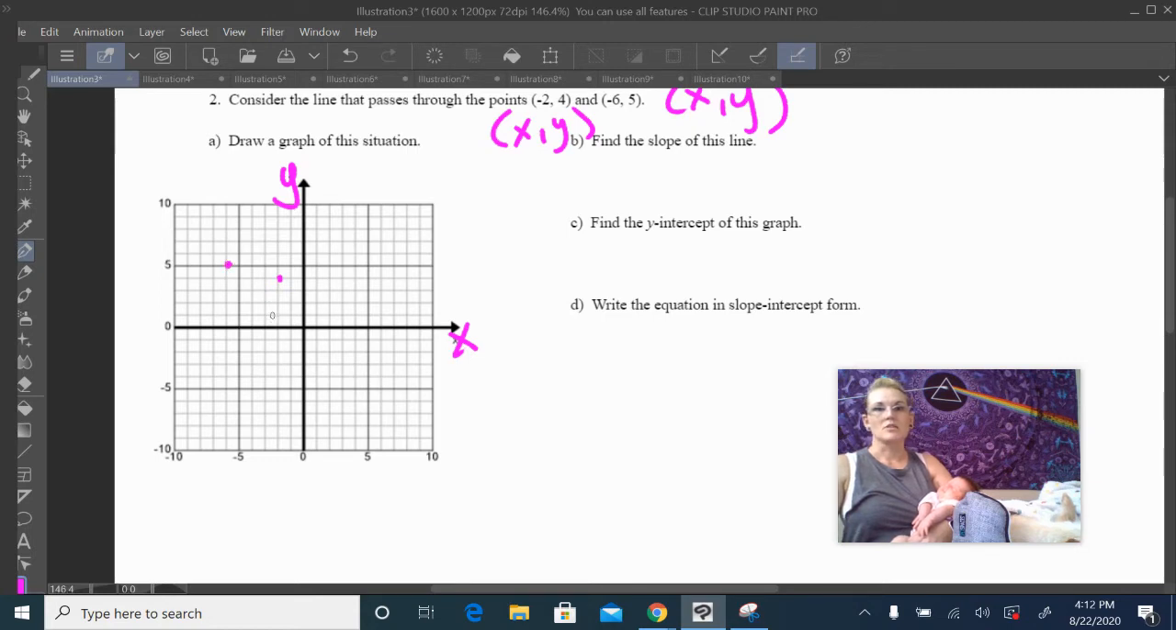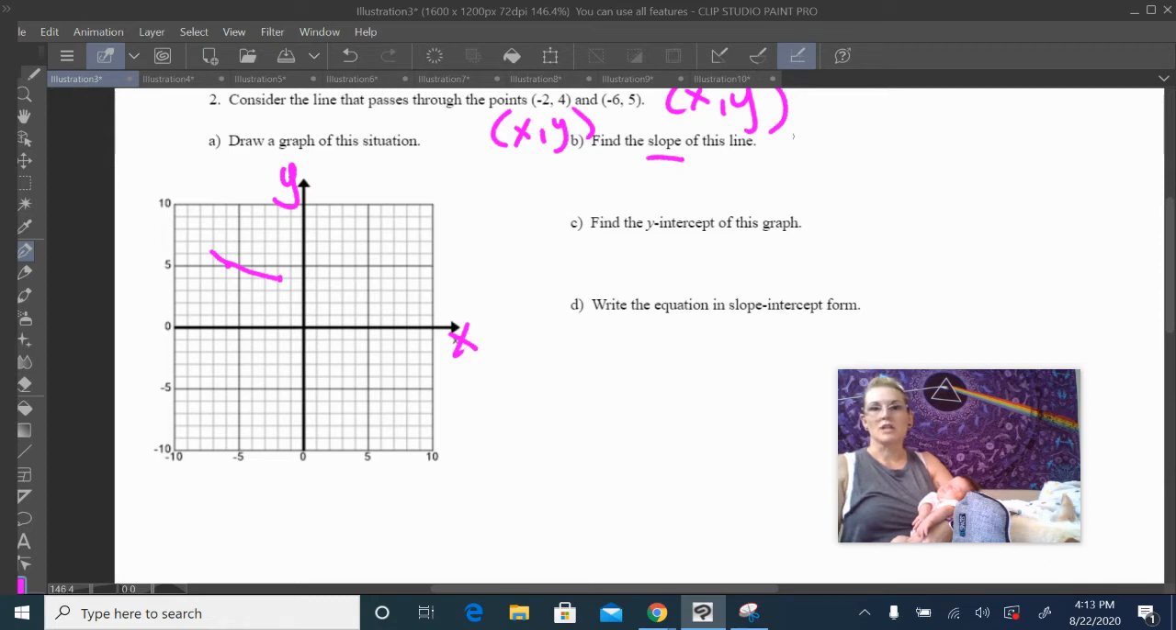Okay, and I'm going to consider the line that passes through those points. So I'm going to try my very best to make a line, and I don't know exactly where it's going to go yet, so I'm not going to continue that yet. All right, so find the slope of the line. So I can find the slope.